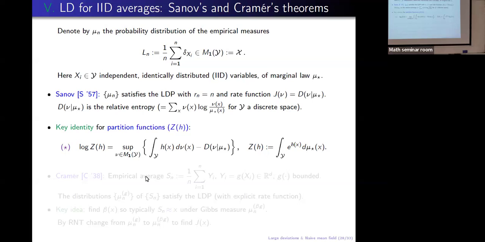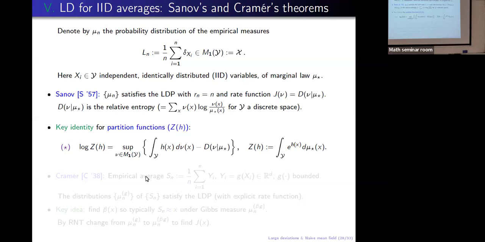And what it says is that the key identity for this is a formula for the log partition function. You can write this log of the integral as this optimization problem. And checking it is very simple. Try to solve this optimization problem and write the Euler-Lagrange constraint. Look at what the optimizer is, and get the answer. It's really a one-line calculation.